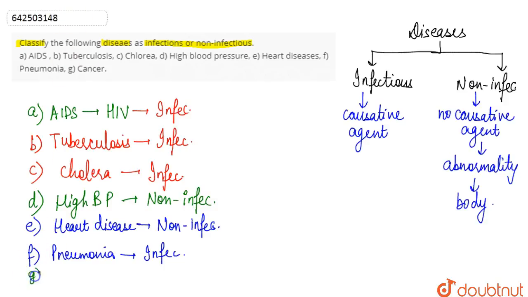Then the last one we have is cancer. Cancer is non-infectious, because it has nothing to do with a causative agent. There is no causative agent for causing cancer. Cancer is the abnormal growth of cells that takes place in the body of an organism. The abnormal growth of cells is due to genetic abnormality or other issues, but it is not related to infection or any causative agent. So this is the complete categorization.